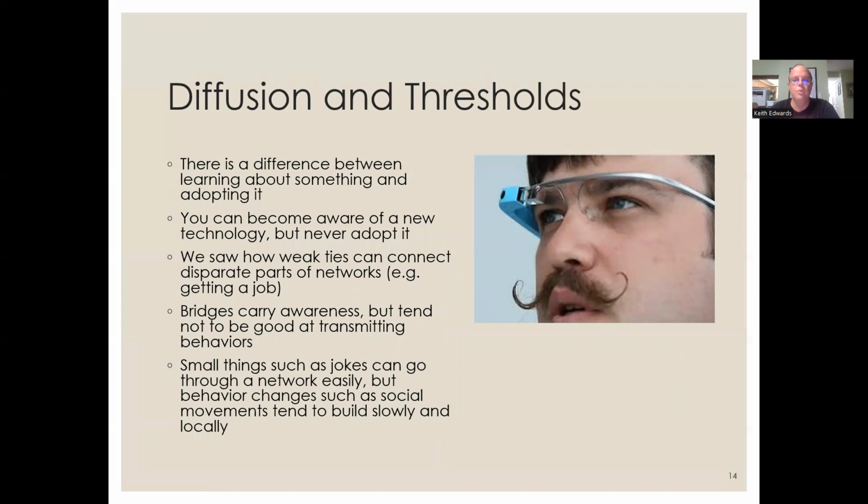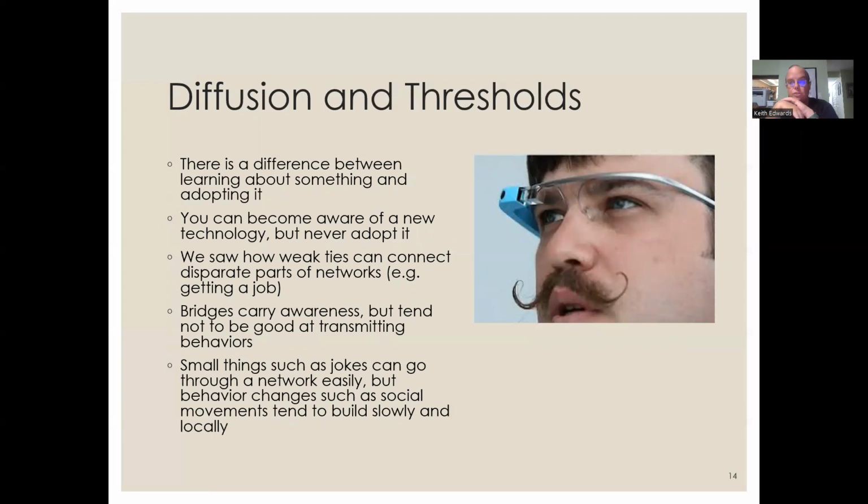So there's a difference between learning about something and adopting it. People learned about Google Glass, but they didn't quite adopt it. You can become aware of this new technology, but never go with it. And we saw how weak ties can connect disparate parts of a network. Those bridges that allowed us to get jobs way back at the beginning of the course. The bridges definitely carry awareness, but they tend not to be very good at transmitting behaviors.